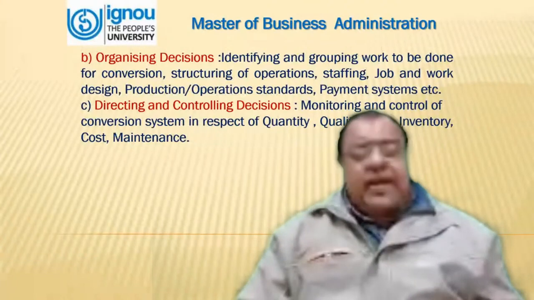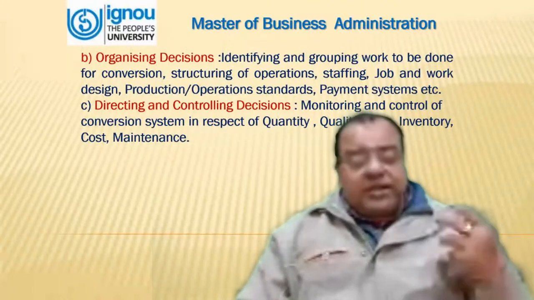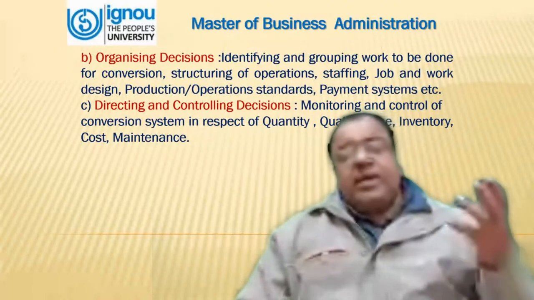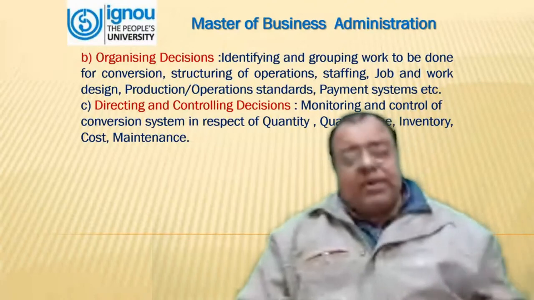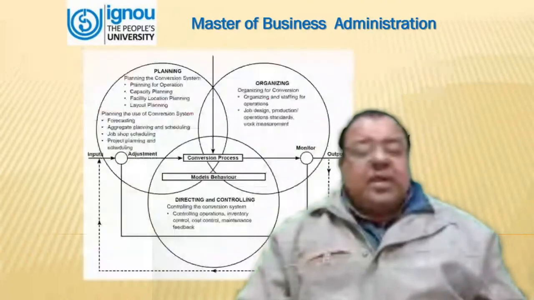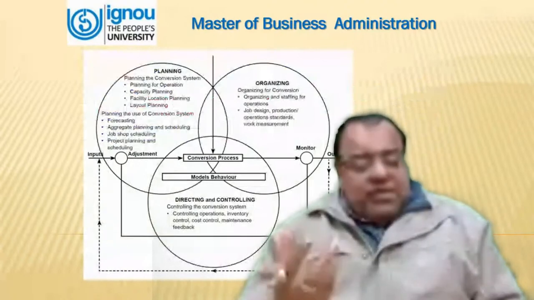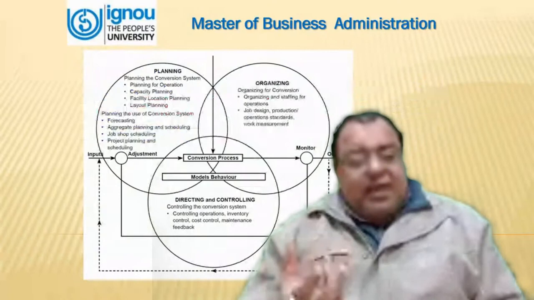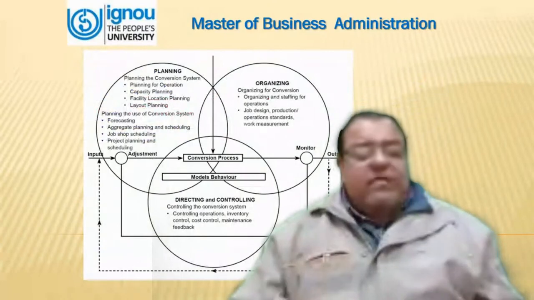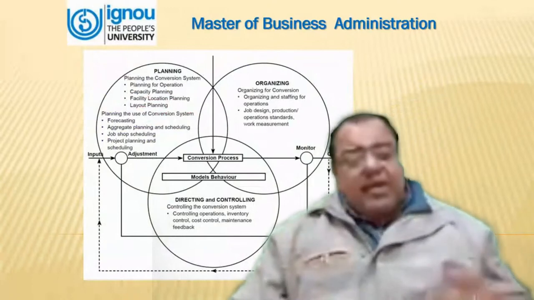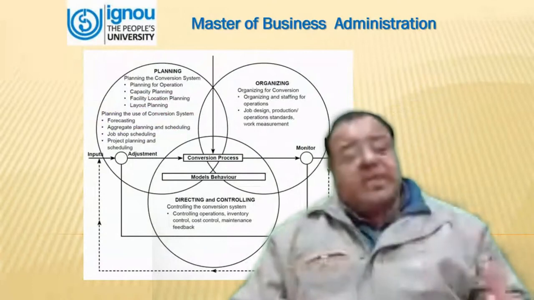Third one is directing and controlling decision, that is monitoring and control of conversion system in respect of quality, quantity, time, inventory, cost, maintenance. Here we can see broadly we have taken three things, that is planning, organizing, directing and controlling. From the left of the diagram, we can see that the inputs are there. As you are aware, inputs can be in the form of planning.